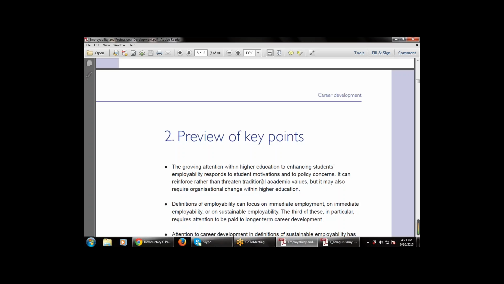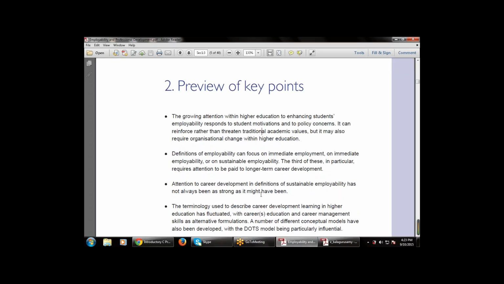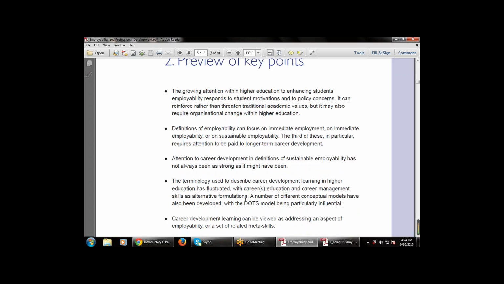Then again, attention is given to career development in the definition of sustainable development. That is also one of the main points we discussed, how to develop the career. Then the terminology used to describe career development learning in higher education has fluctuated.